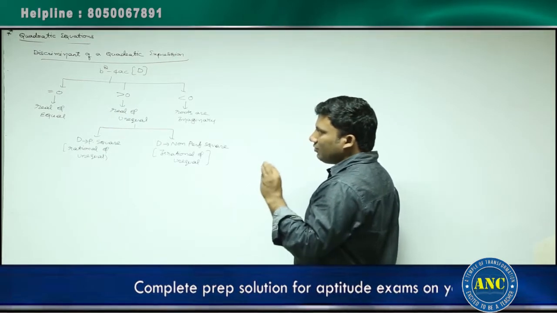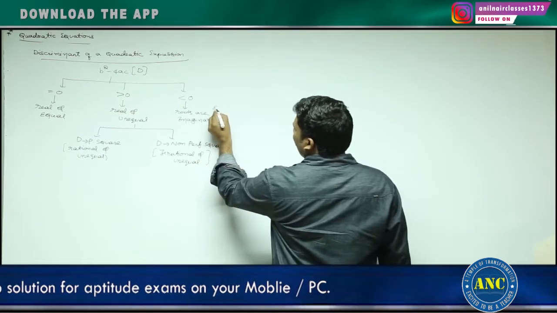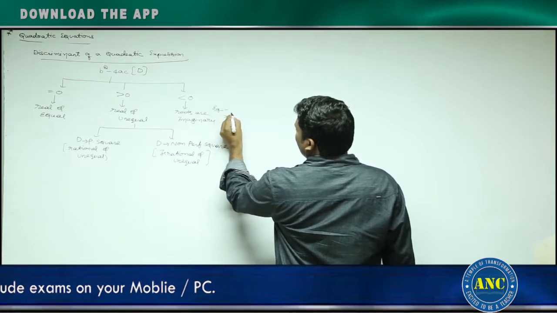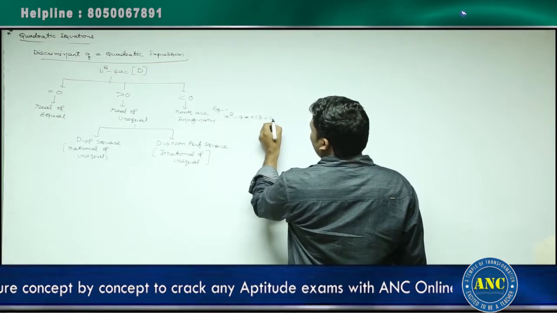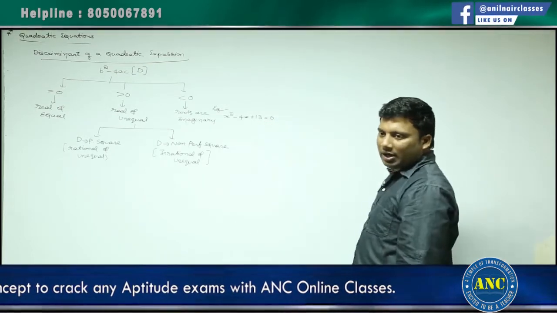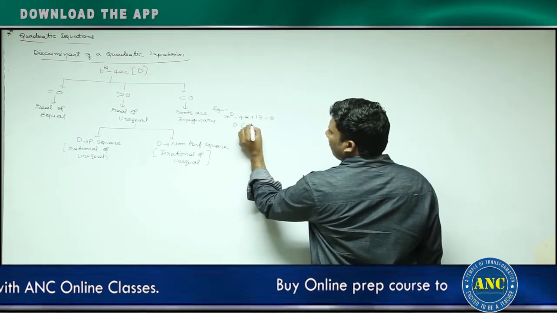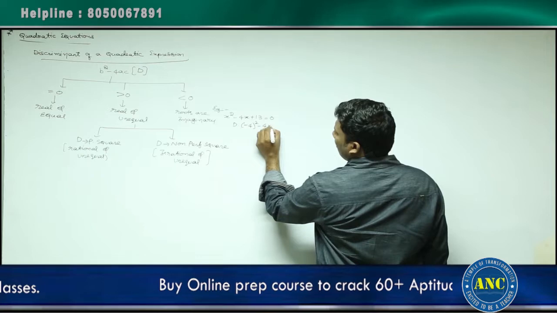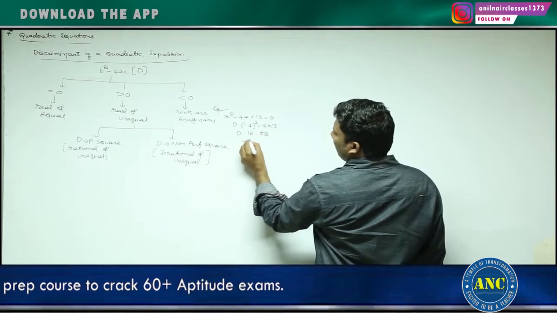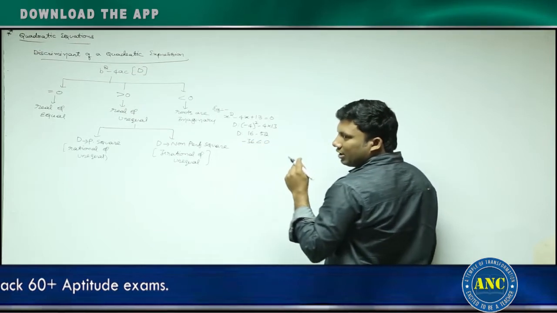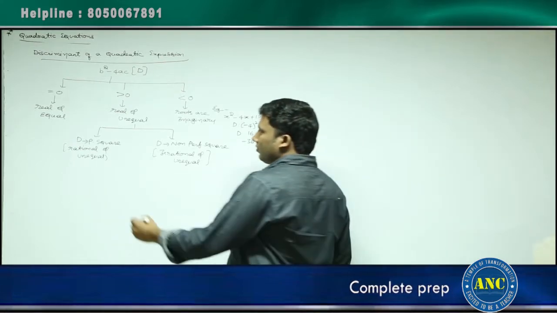Now what we will do is, we will take one example quadratic equation to understand. Suppose, example, x square minus 4x plus 13 equivalent to 0. Discriminant will become b square minus 4ac, 16 minus 52, minus 36, less than 0. That means roots are imaginary.